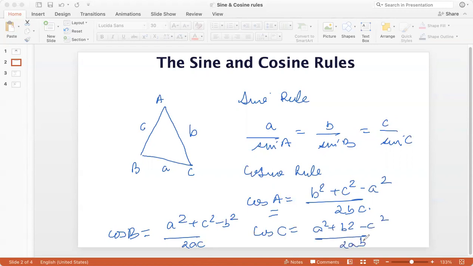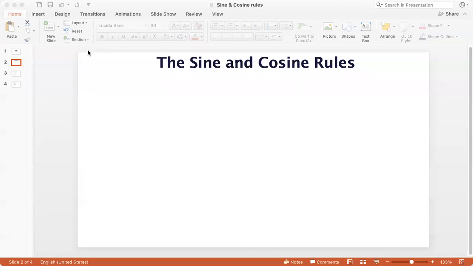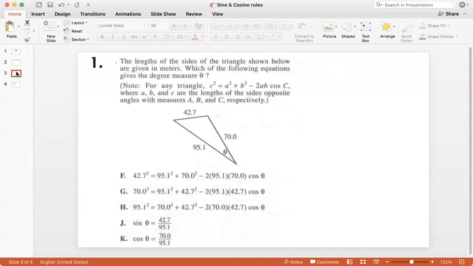So there is a pattern that you see here, right? When it's cos of B, I add the squares of a and c, subtract b squared from that, and divide it by 2ac. And similarly for cos of C. On the ACT math section, these two rules are tested. So let's do a couple of practice problems.